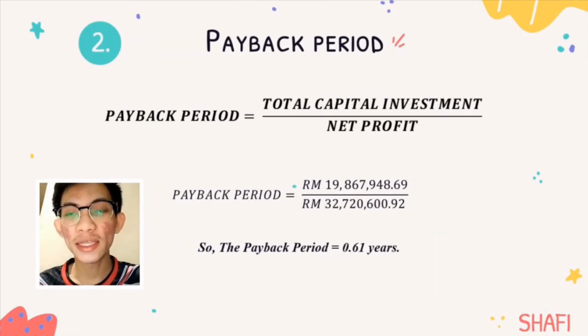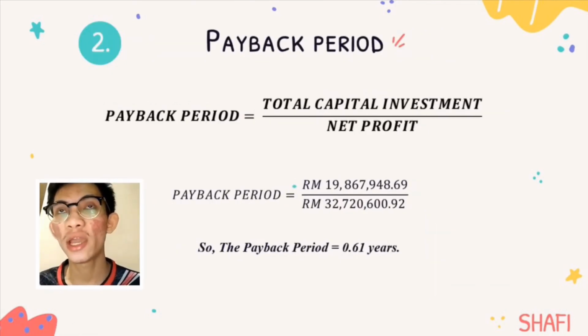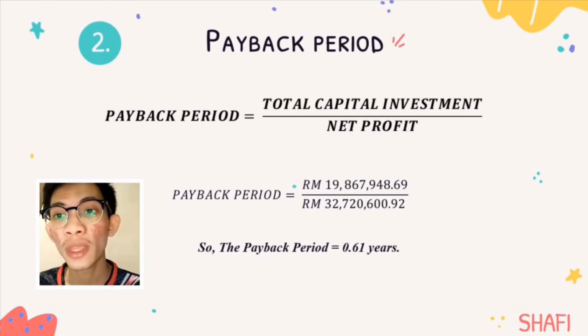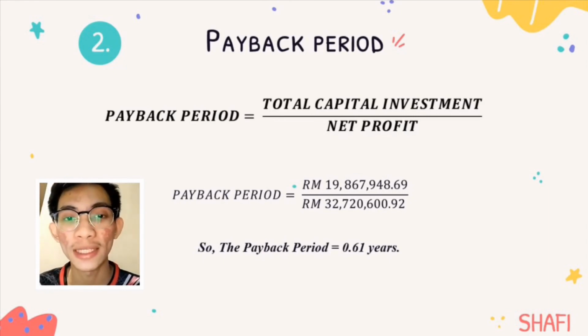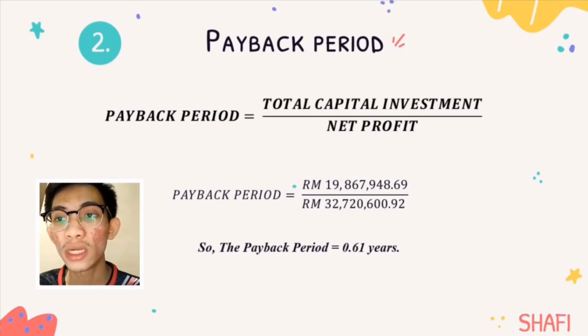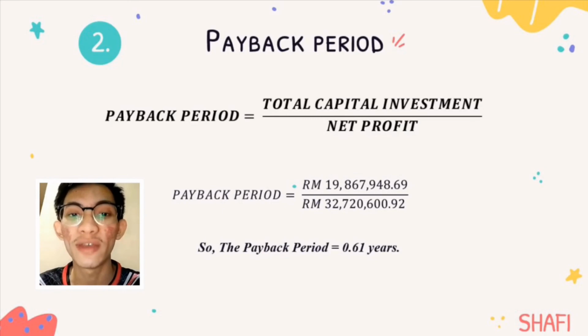The second thing that we need to consider in the economic feasibility is the payback period. So what is payback period? Payback period means the period of time that a project requires to recover the money invested in it. Based on our payback period result, our company requires only 0.61 years to recover the money that has been invested. That is almost 1 year to recover all the investment.